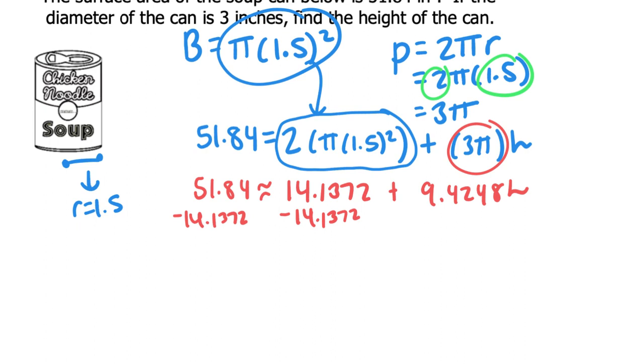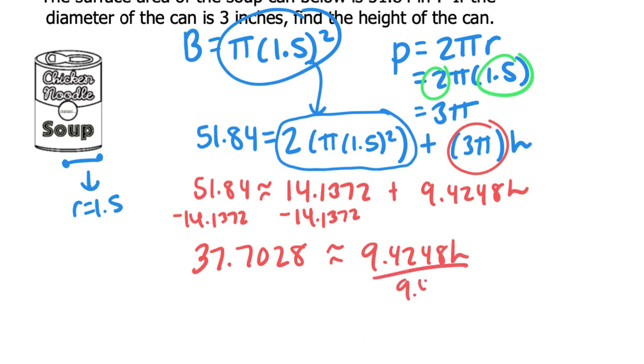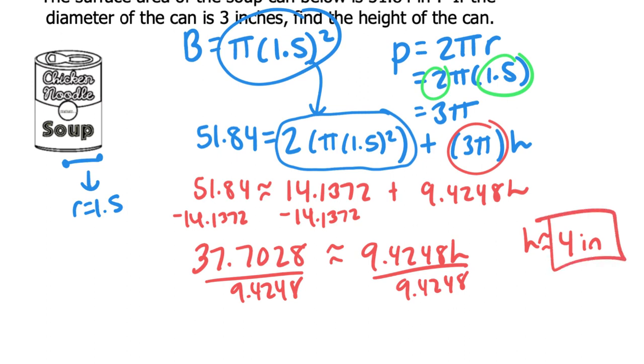I'm actually not using the answer button because the calculator I was using died at the moment. So I'm just using the answers that I wrote down, which are 4 decimal places. So I have 37.7028. And then you want to divide because you want to solve for h. So h is about 4 inches. I think it should be exactly 4 actually.